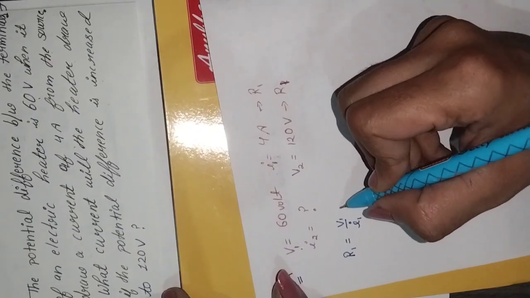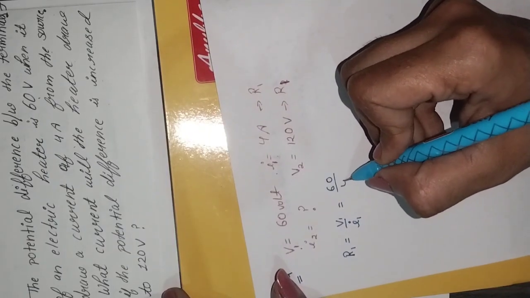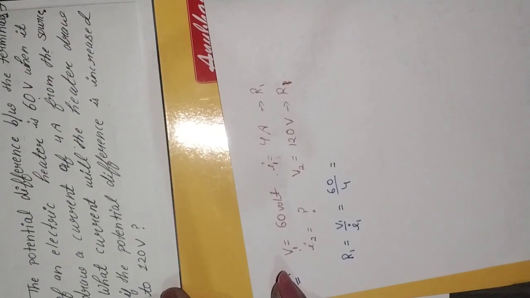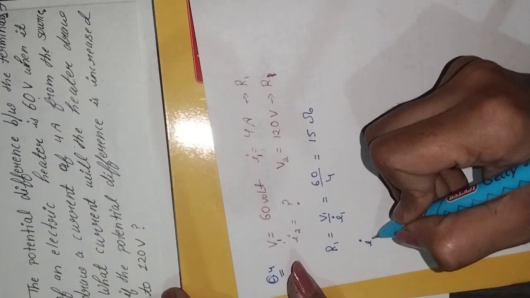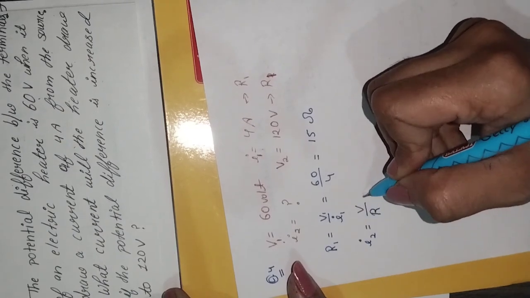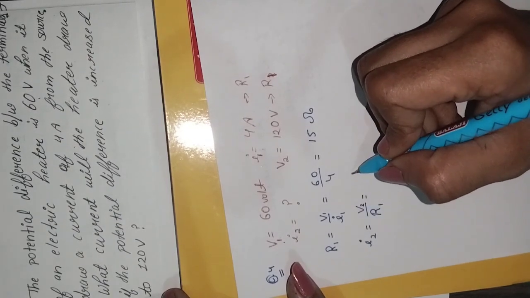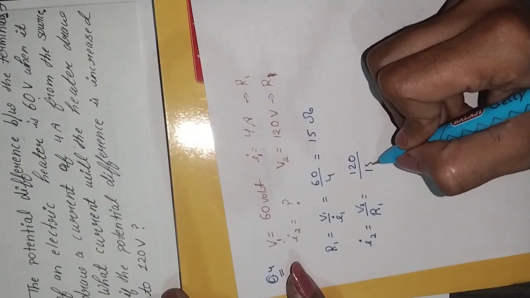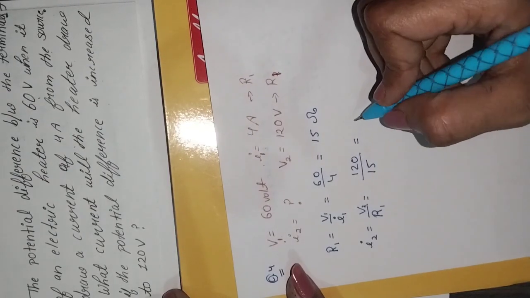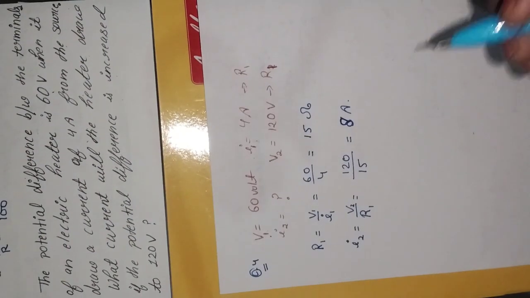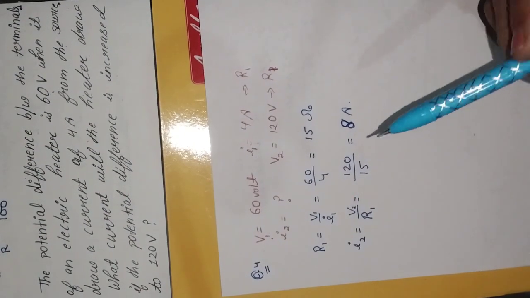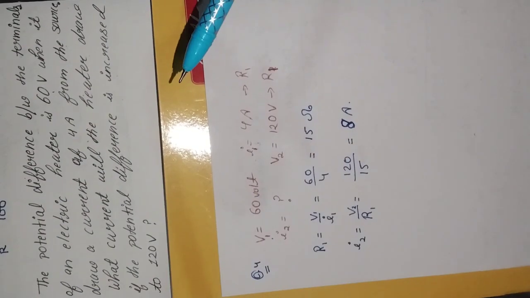First find the R1 by V over I by Ohm's law, 60 over 4, and 15 ohm. So I2 will be voltage over resistance, and V2 is 120 and R1 is 15, and then you can solve: 7 ampere and the current will be 8 ampere. I hope you understand. Again, if you don't understand, then read the question again.